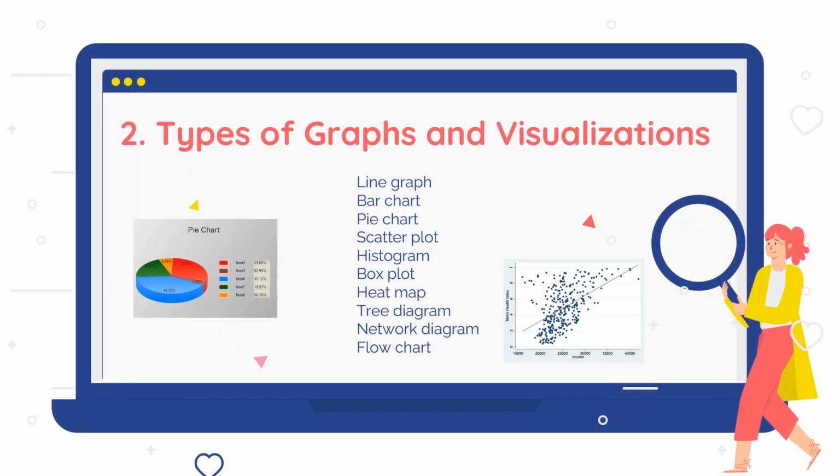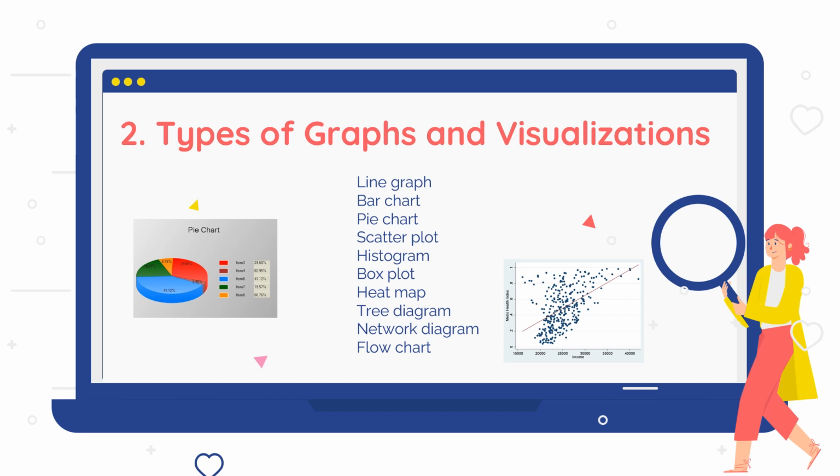There are many types of graphs and visualizations, and the choice of which one to use depends on the nature of the data being presented and the message that needs to be conveyed. Here are some of the most common types: line graph, bar chart, pie chart, scatter plots.